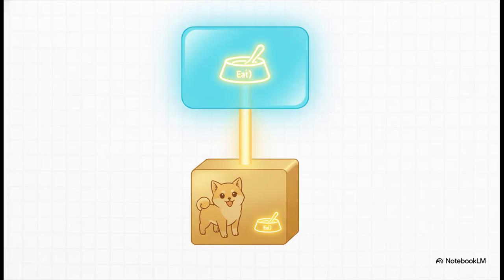This creates what programmers call an is-a relationship. So, for example, a dog is an animal. That makes sense, right? So if our parent animal class has a function, an action called eat, then our dog class automatically knows how to eat, without us having to write a single extra line of code for it. It just inherits that ability.